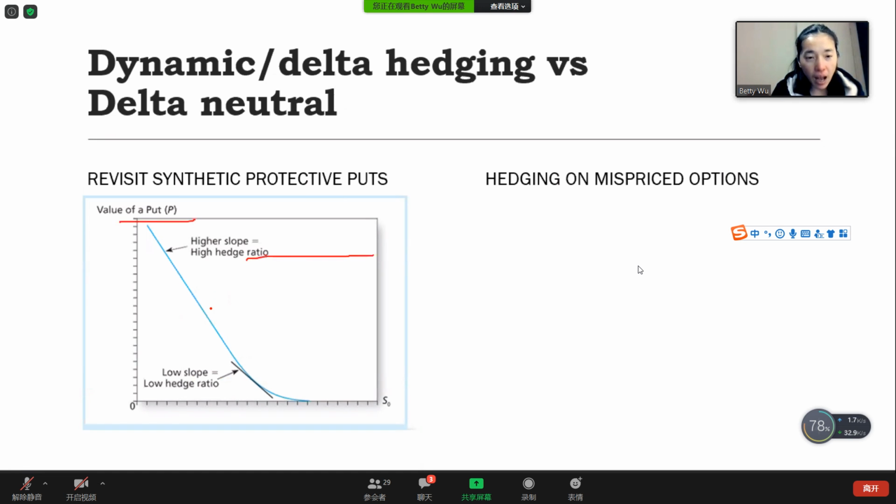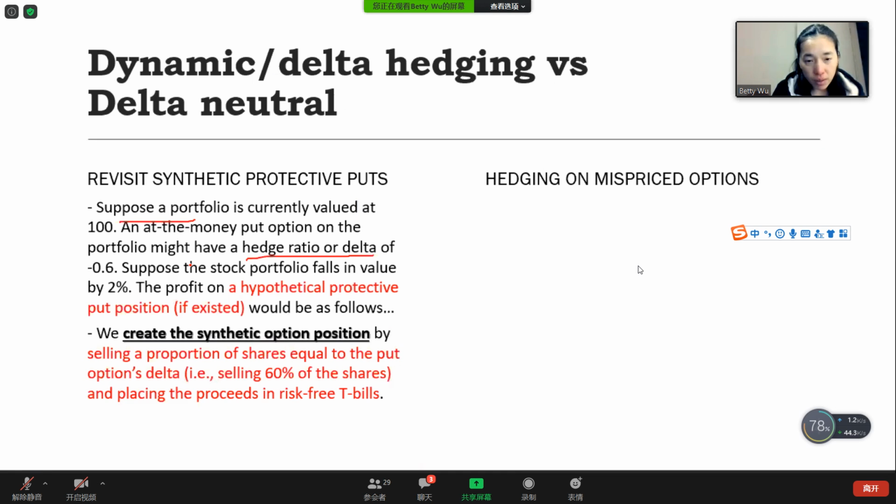And so here, suppose the stock portfolio falls in value by 2%. The profit on a hypothetical protected put, if it exists, would be as follows. It's from the lecture notes, so I'm not going to talk about the details. Protected put means that you buy a put option to protect your current stock, a long stock position. So assuming that such a put option doesn't exist, what can you do? Then you can create a synthetic option position by utilizing the concept of hedge ratio.